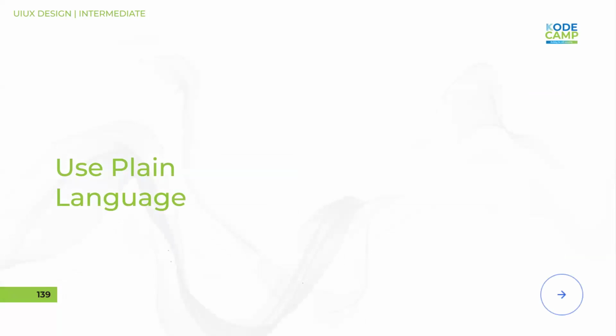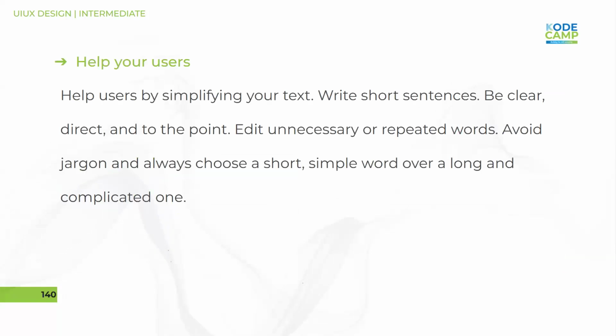All right, so use plain language. When we say use of plain language, what do we say? It is going to help users when you use plain language. So help users by simplifying your text. Write short sentences. Be clear, direct, and to the point. Edit unnecessary or repeated words. Avoid jargon, and always choose short, simple words over long and complicated ones.